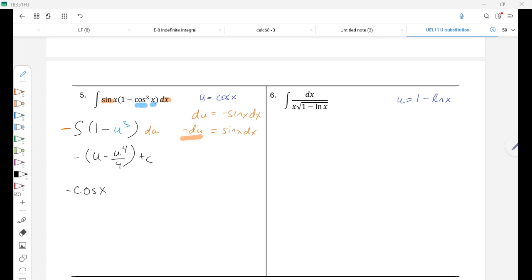And then we're going to, again, distribute that negative to give us plus cosine to the fourth power of x over 4 plus c. And again, the thing that we integrated was negative 1 minus u cubed du, which is a negative 1 minus cosine cubed of x times du, which is negative sine x dx.